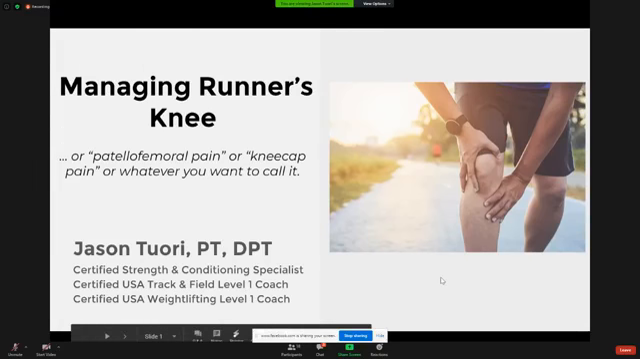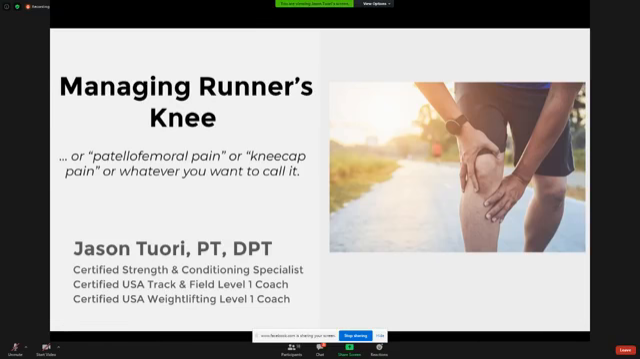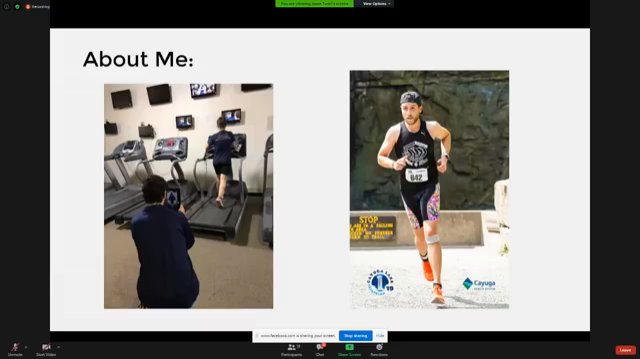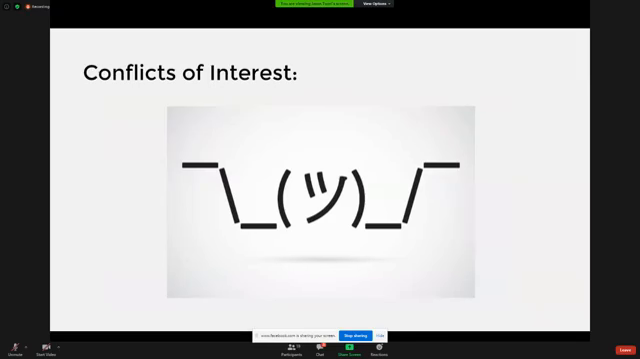So we're talking about runner's knee, or patellofemoral pain is the medical diagnosis, kneecap pain, whatever else you want to call it. I'm a runner, a physical therapist, running coach, strength coach. That's most of what I spend my time on, I'd say. I do not have any conflicts of interest, although this slide will stand until I finally do.